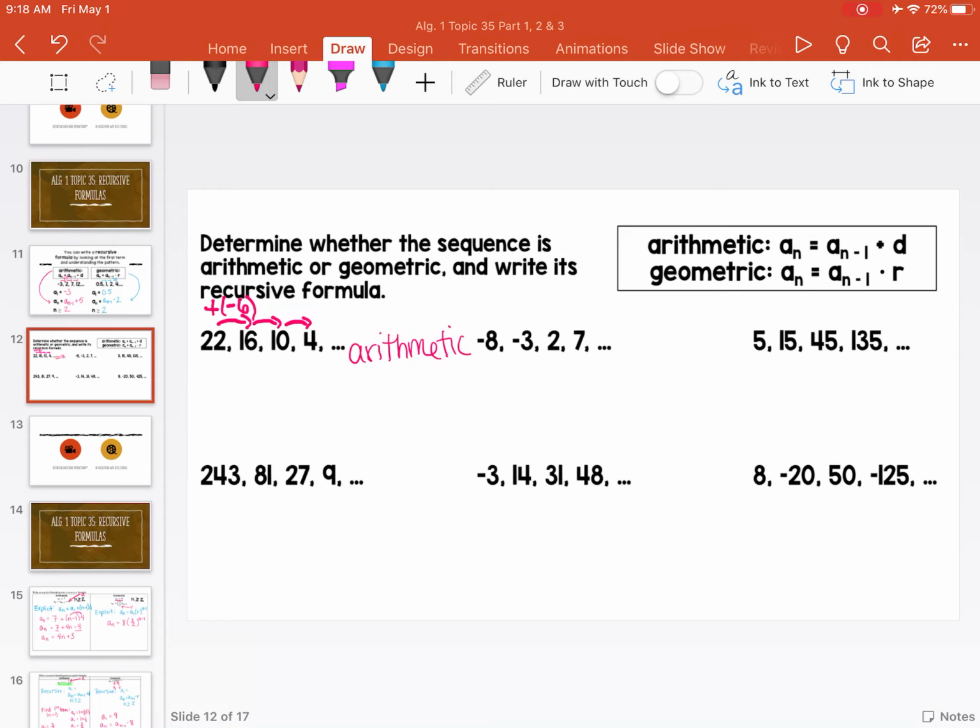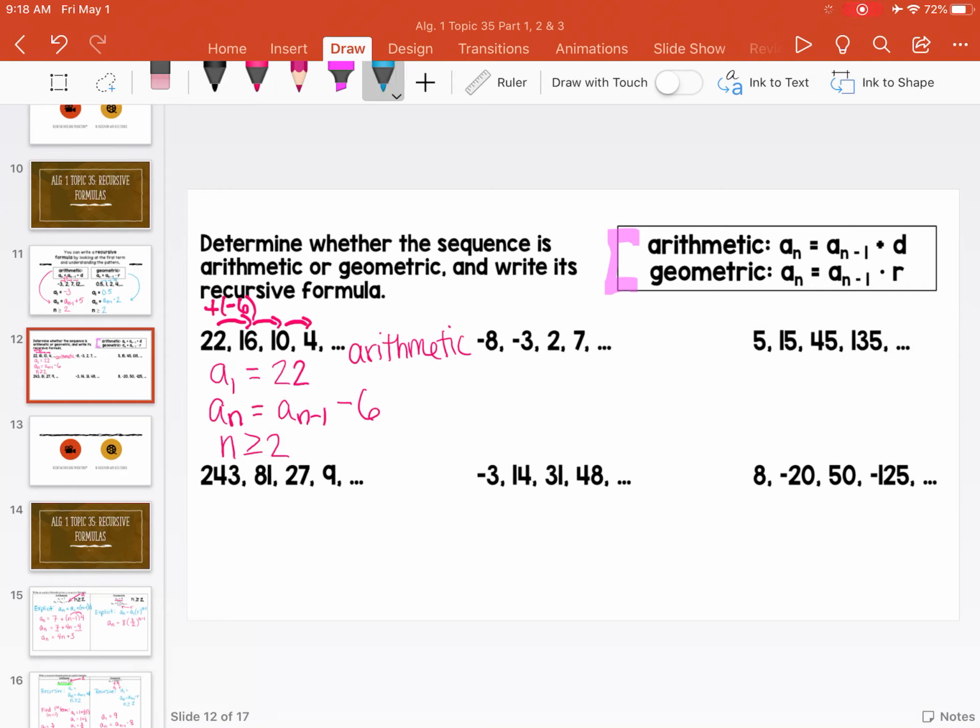Now, for writing recursive formulas, we have to again identify those three parts. So the first term is 22. Then, if we look back to our outline, in order to get the term we want, we need to take the previous term and add the common difference. Now in this case, adding a negative is just the same thing as subtracting, so we can just write minus 6 here. But in our mind, we know that that common difference is adding a negative 6. And this works for finding the second term and up.